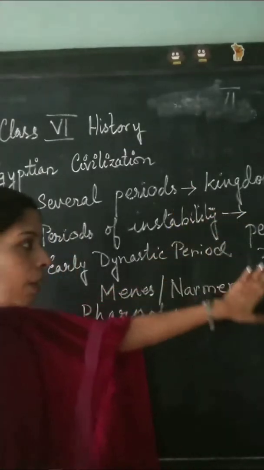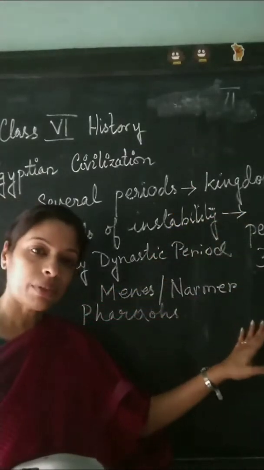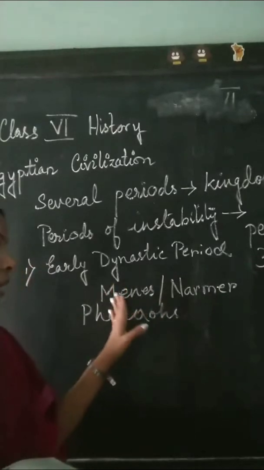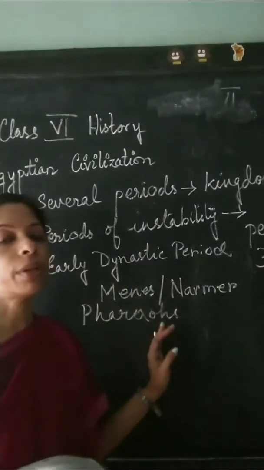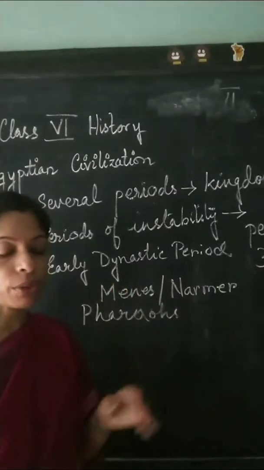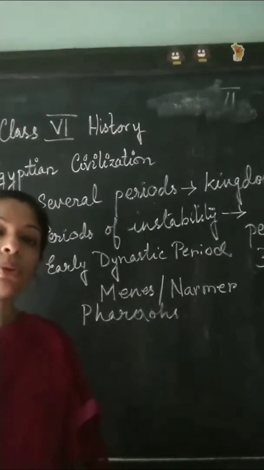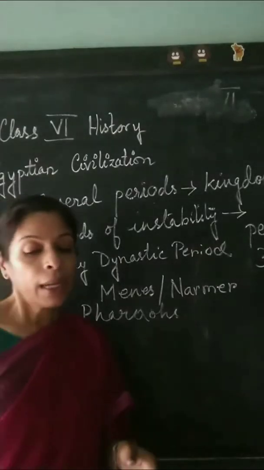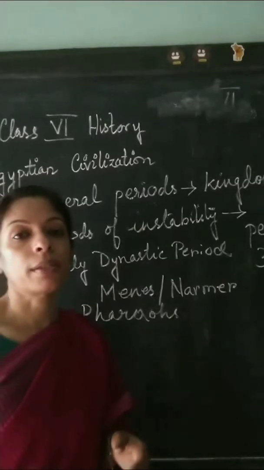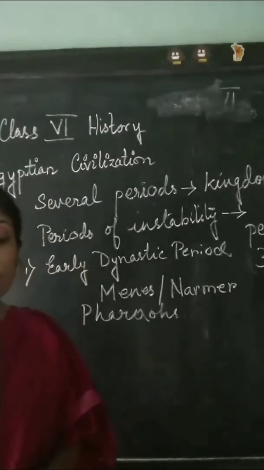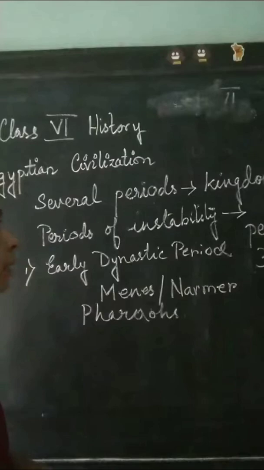So that is how we study the Egyptian civilization, and the first king was King Menes, and in Egypt the kings were called the pharaohs. Next we will learn about the Egyptian society. Now, like all other ancient civilizations, the Egyptian society was also divided into classes.